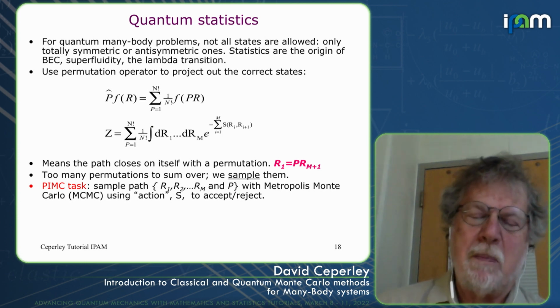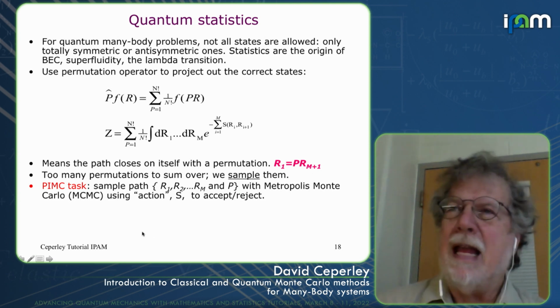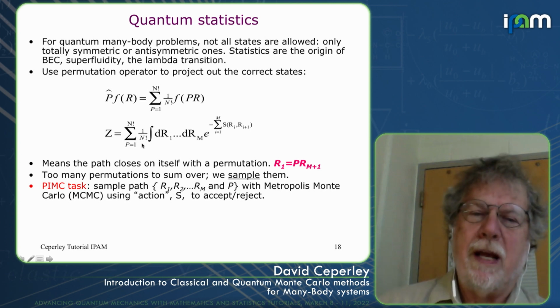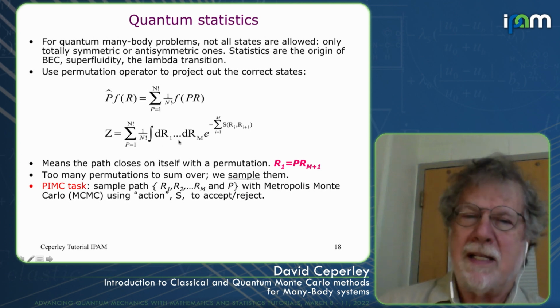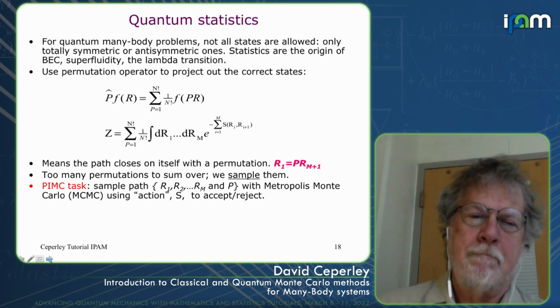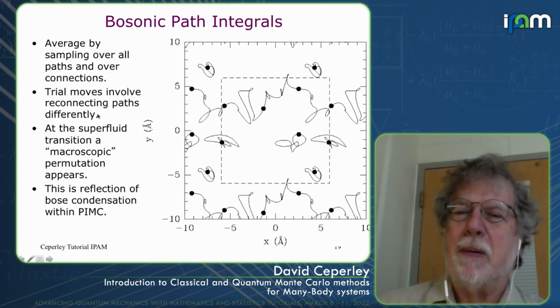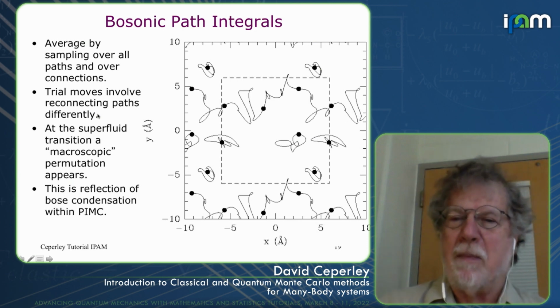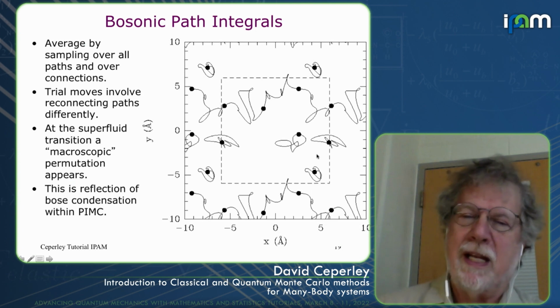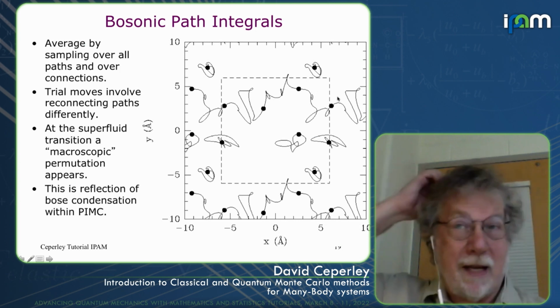And so this means the path closes on itself with a permutation. And now the Monte Carlo task consists of not only doing the integral over all possible paths, but also the sum over all possible permutations, right? So here's the picture again of your 6 helium atoms, except now a new feature has been introduced. Instead of the paths just closing on themselves like that, you are allowed to have paths like this.